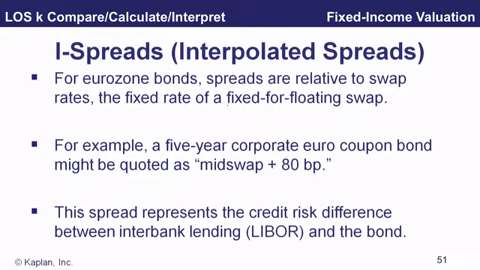And so this spread represents the credit risk difference between interbank lending, LIBOR rates that are driving the swap rates, and the bond. So we can think of this as a credit spread. But remember, I spreads, interpolated spreads, use the fixed rate from interest rate swaps.